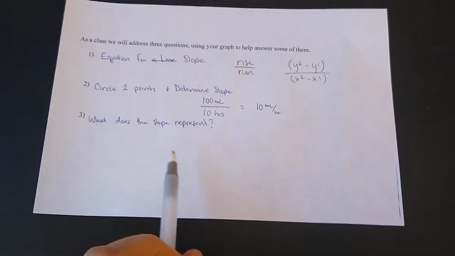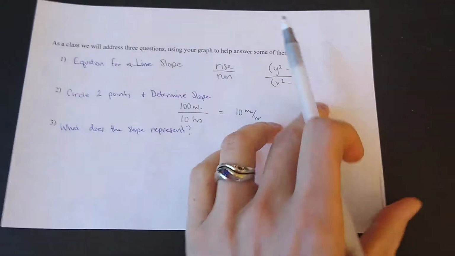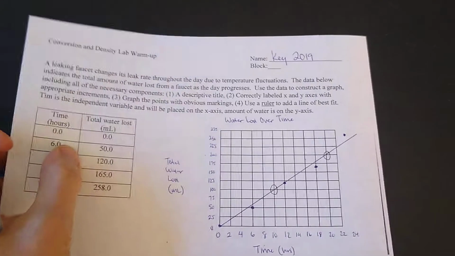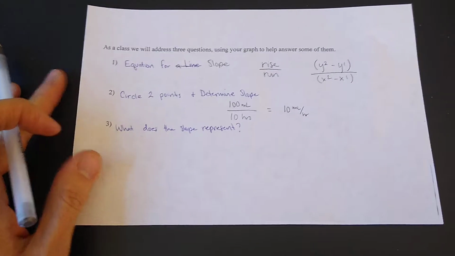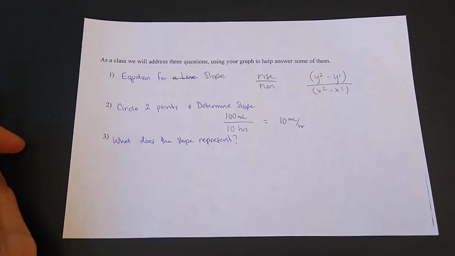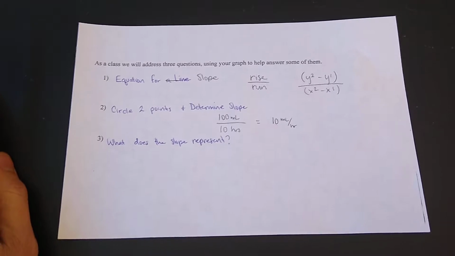Please don't write this if you don't have the exact same graph as me. Please don't write this. I want you to circle 2 points from your graph and use them to calculate your slope. Okay? If the sub needs to pause this so that you can do that, please pause this at that time, and then we'll do number 3.